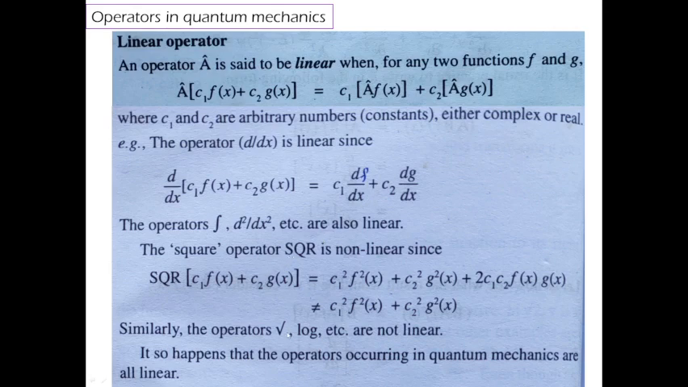Similarly, the operators square root, log, etc. are also not linear. It so happens that the operators occurring in quantum mechanics are all linear. So we are putting certain conditions on the operators that can be used for quantum mechanical operations, and we put this condition that it should be linear.